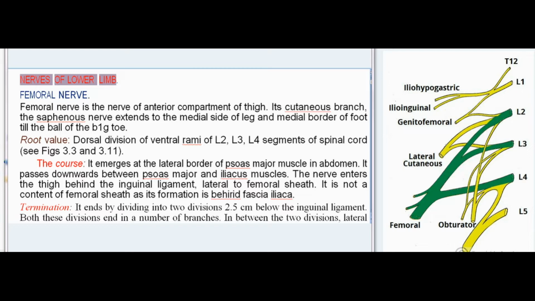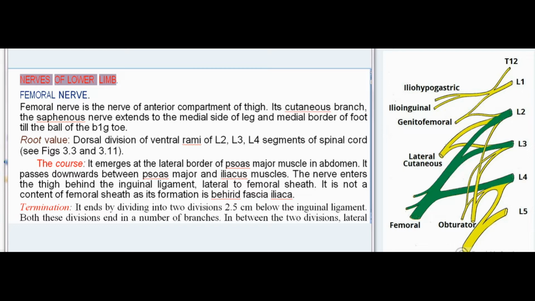The course: it emerges at the lateral border of psoas major muscle in abdomen. It passes downwards between psoas major and iliacus muscles. The nerve enters the thigh behind the inguinal ligament, lateral to femoral sheath. It is not a content of femoral sheath as it is formed behind fascia iliaca.